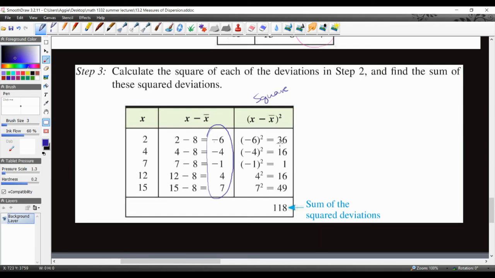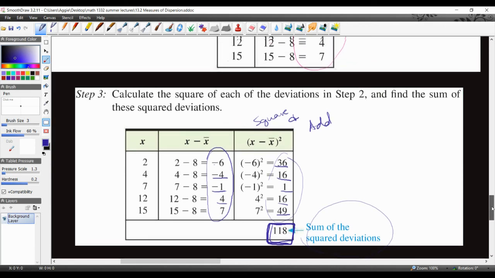Negative 6 squared is 36, negative 4 squared is 16, negative 1 squared is 1, 4 squared is 16, 7 squared is 49. So we have to square and add. If we add all these up, we get 118. And this is the sum of the square deviations. Okay, so we're almost done.